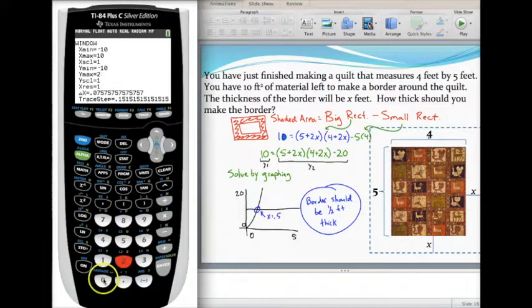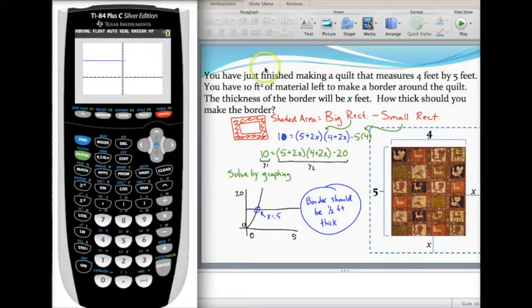And for my x, I don't really know. We'll see if we see an intersection with the normal window. If we don't see one, we'll adjust that as we need to, keeping in mind what x stands for. X is the amount of border we're adding to this quilt. So I'm probably not adding 10 feet of border. Let's take a look at our graph then. There's the horizontal line at y equals 10, and then there's my parabola. So good, I can see intersection points, so I don't need to make any changes to my window.